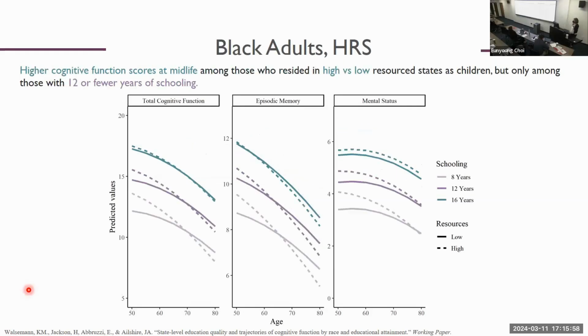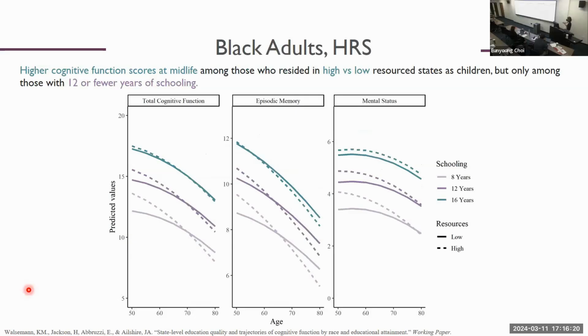So for Black adults, what we found is something slightly different. We found higher cognitive function scores at midlife. There were significant differences between those who resided in high versus low resource states as children, but again, only among those with 12 or fewer years of education.